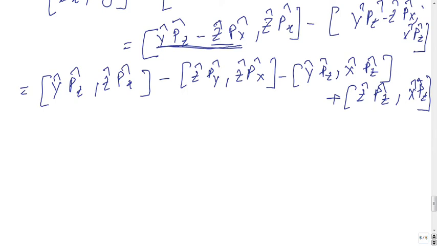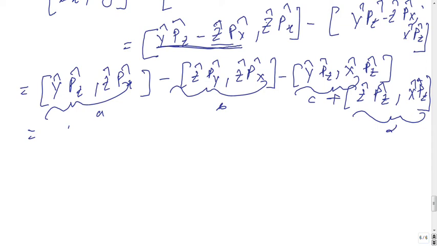So my commutator between the Lx and Ly operators amounts to these four commutators. Let us denote them as A, B, C, D. So this becomes A minus B minus C plus D.